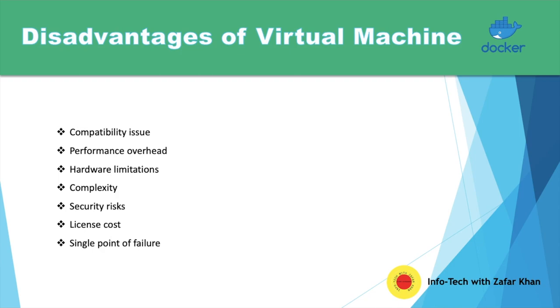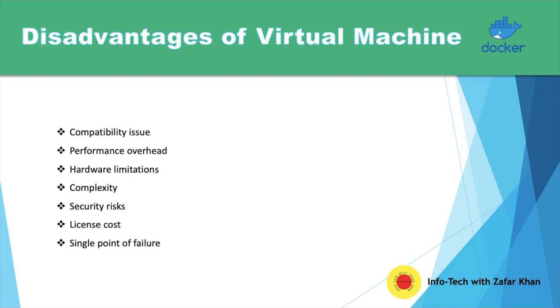The next disadvantage is performance overhead. Virtualization can introduce performance overhead as it requires additional resources to emulate the underlying hardware. This overhead is usually minimal, but can be significant if the host computer is already running at maximum capacity. Now, hardware limitation. Virtualization may be limited by the hardware resources available on the host computer. For example, if the host machine has limited memory or disk space, it can affect the virtual machine performance.